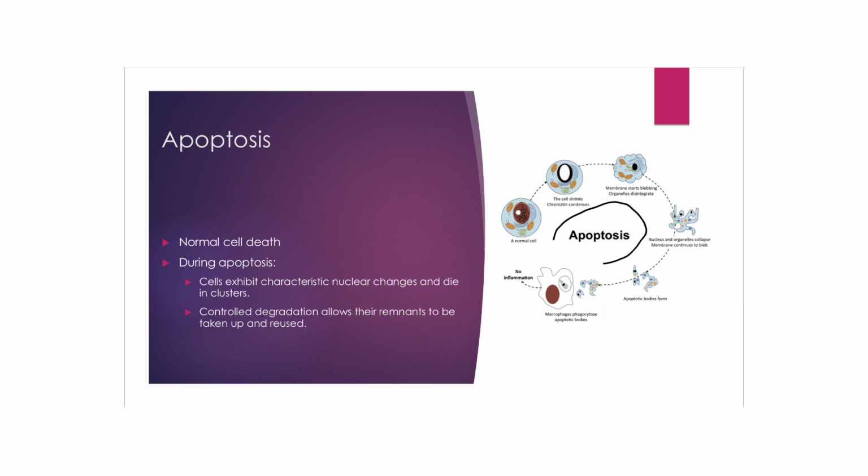Okay, so here you have the apoptosis cycle. You have a normal cell, okay, and then it condenses. The membrane starts blebbing, organelles start to disintegrate. Eventually it gets a little bit worse, okay, continues to bleb. Apoptotic bodies form, all right, and then macrophages, through the process of phagocytosis, will start to either take up those different parts of the cell or get rid of them as waste.